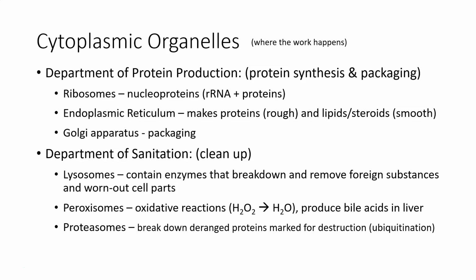Our peroxisomes have oxidative reactions that involve hydrogen peroxide, and so they help with reactive oxygen species. They also produce bile acids in our liver. And our proteasomes break down proteins that are deformed or deranged in some way and are identified for destruction. That process is called ubiquitination, where you tag a protein that says this has to go.